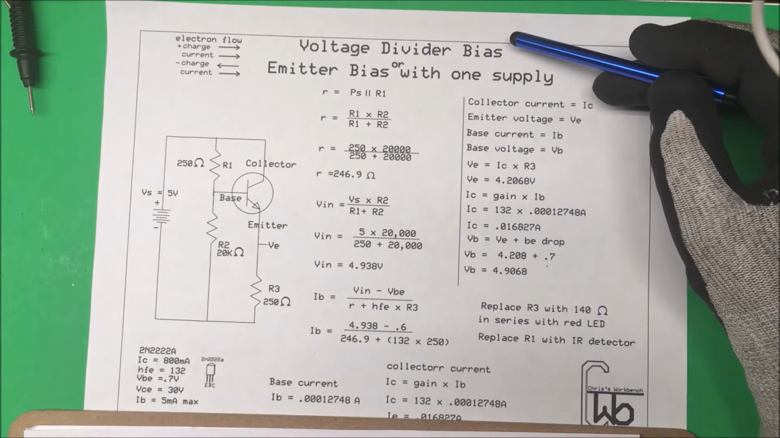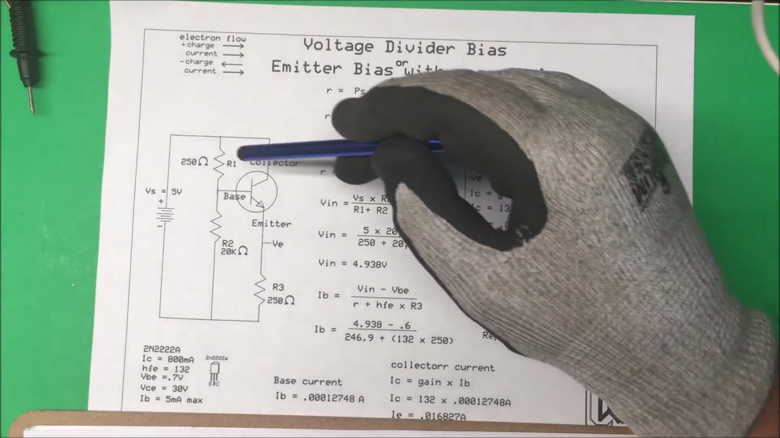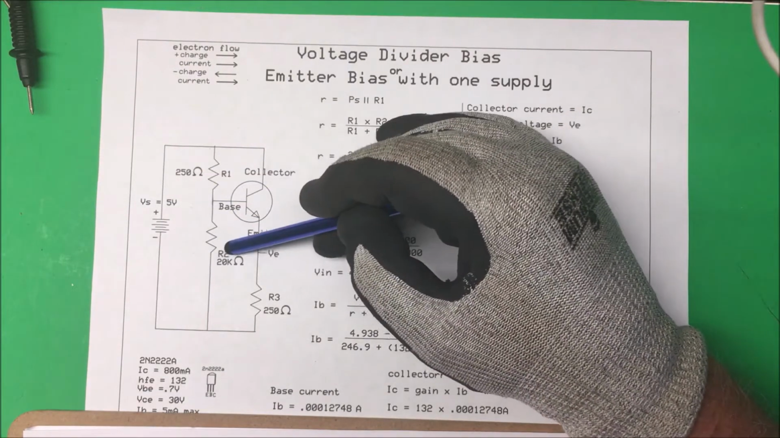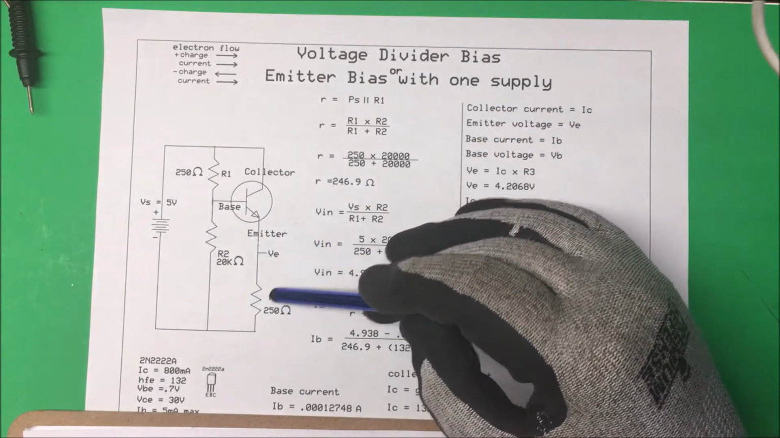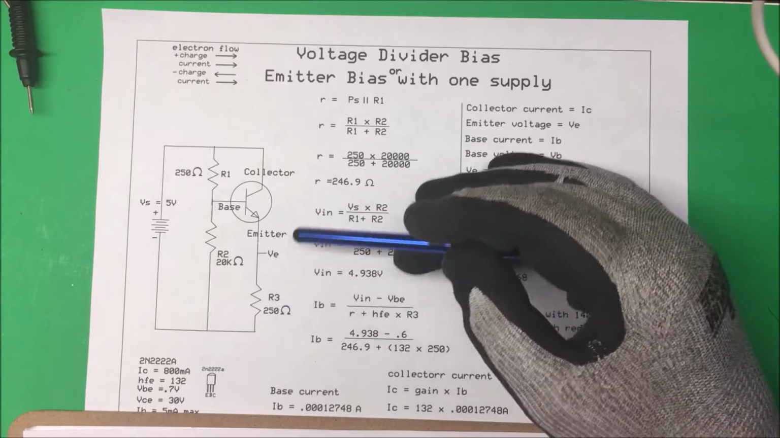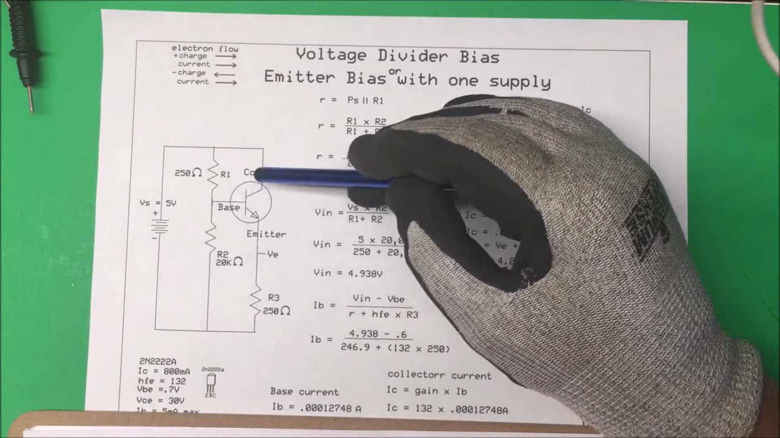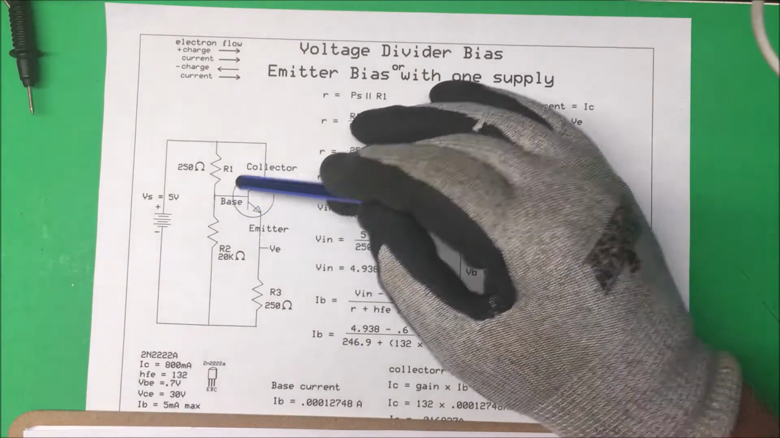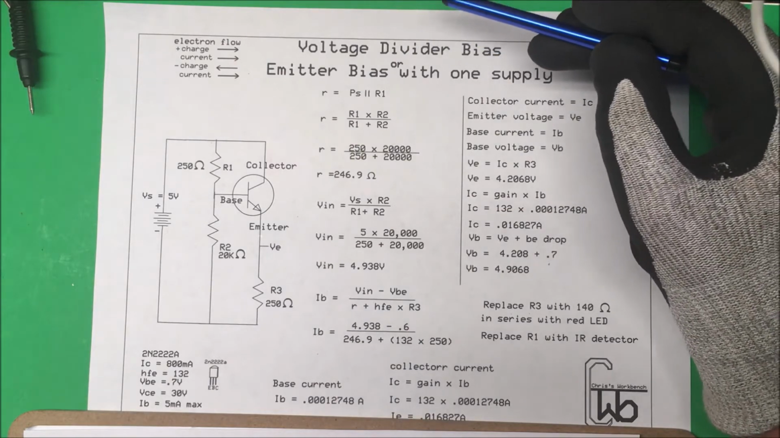Let's talk about a voltage divider bias or emitter bias with one supply. Now, for my voltage divider, I have a 250 ohm resistor here and a 20K on here. And the emitter, and why we call it emitter bias, is that the emitter has the 250 ohms on the emitter, nothing on the collector up here. So what we want to find is the resistance at the base and the voltage at the base and the current coming out of the base or going into the base.